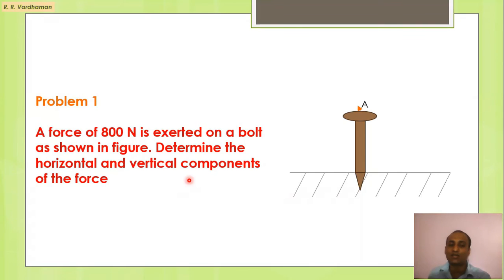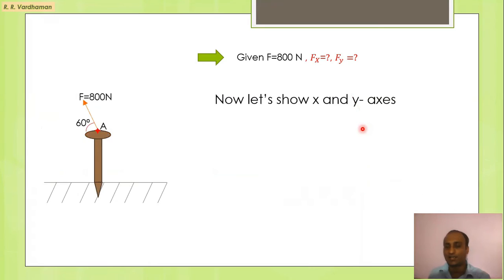Now we will consider one problem. A force of 800 Newton is exerted on a bolt as shown in figure. Determine the horizontal and vertical components of the force. Here we will see this figure of 800 Newton force acting at this bolt as shown. Now how to solve this? We have to calculate the horizontal and vertical components. So first of all we will see what the given values are. 800 Newton is the given force. Fx and Fy we have to calculate.